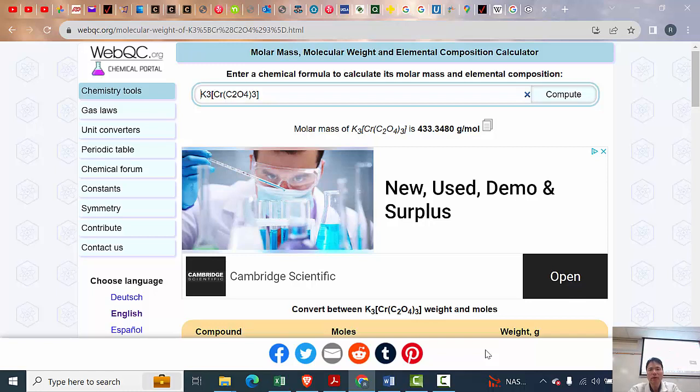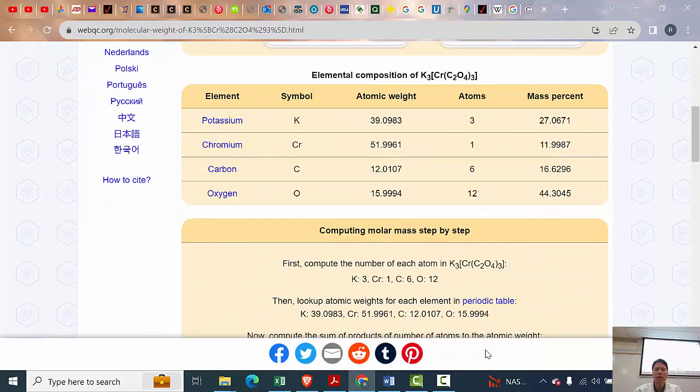So I have 433.348, and then I'm going to add 3 waters. Water is 18.02. 3 times 18.02 plus 433.348, or just calculate it myself, is 487.41.